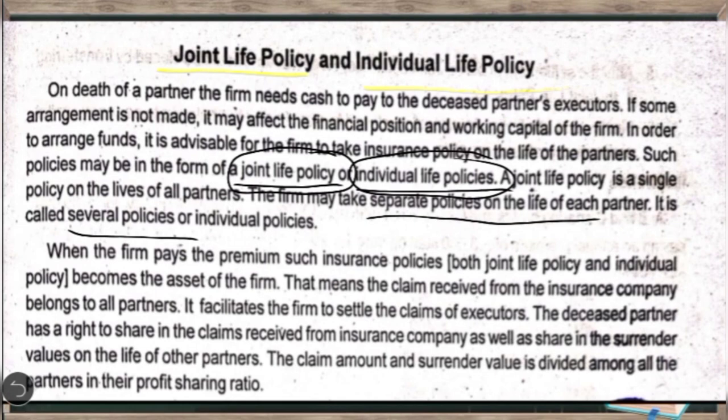Okay, then taking up the life insurance policy always facilitates settling the claim of the executor, because if they have not taken up the life insurance policy, then they will have to use the money which is kept for working capital. So whenever they take up the life insurance policy, that helps the firm to settle the claim of the executor, because the insurance company would pay them the maturity value.